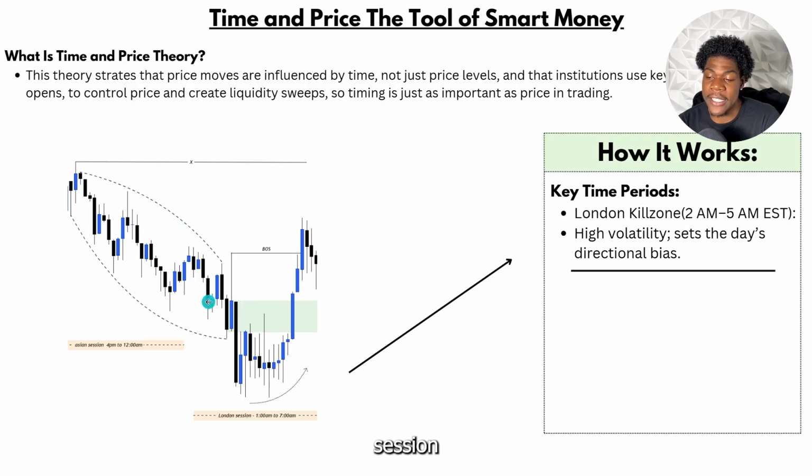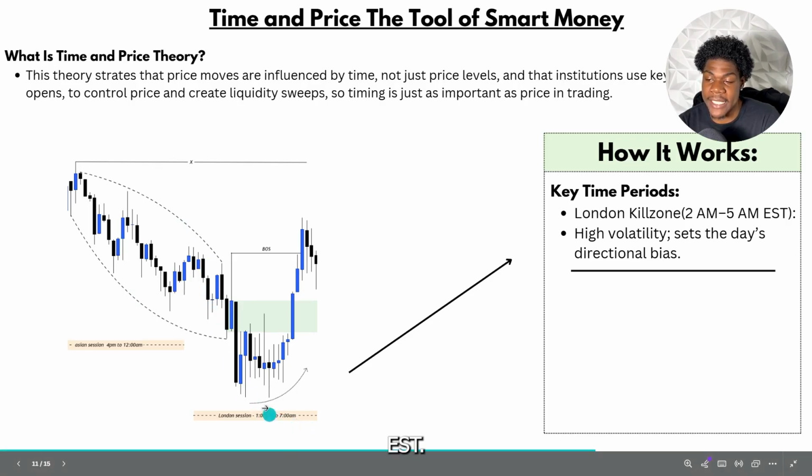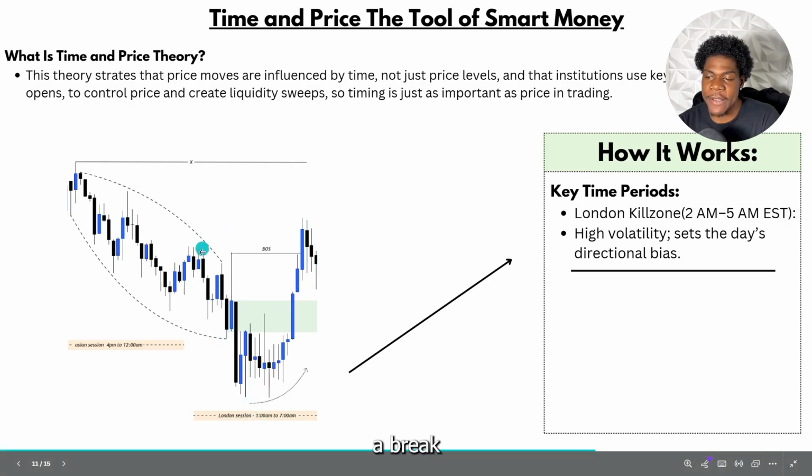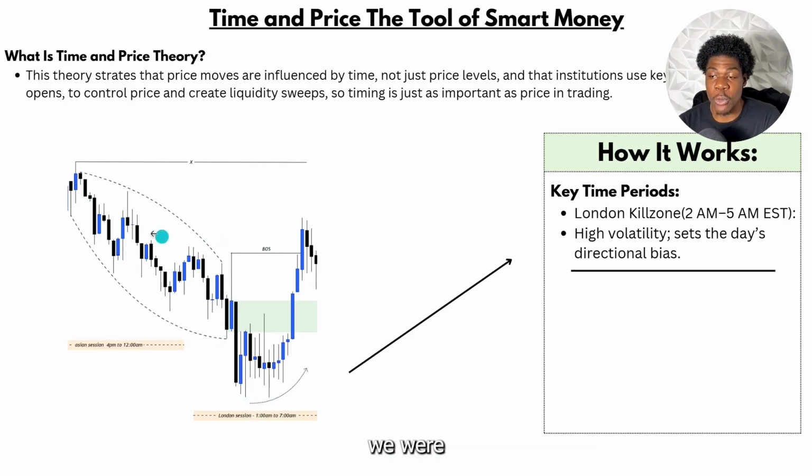And during the London session from 1 a.m. to 7 a.m. EST, price pushed down lower to give us a London session manipulation of these old lows right here. As you can see, price accumulated, then manipulated lower and rallied to give us a break of structure right here. So we were once in a downtrend, but after price gave us a liquidity sweep of this Asian session and a break of structure of these old highs, we have gone from a downtrend to now being in an uptrend. The London kill zone is highly volatile and it sets the day's directional bias.